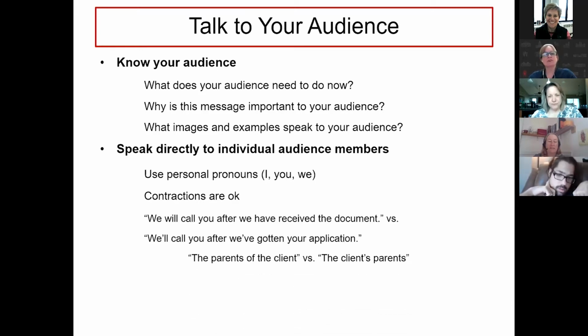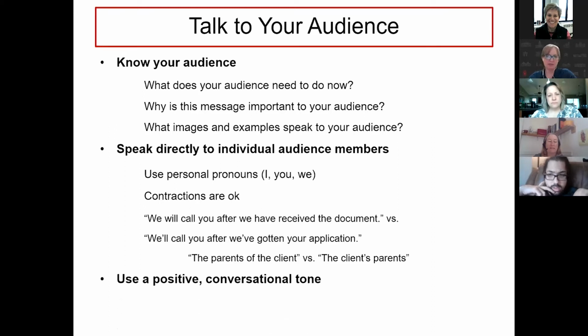Likewise, phrases that use of the. For example, the parents of the client, we can say the client's parents. Those are things to look for when you're looking through your writing for changes for readability. We're motivated to act when we feel positive and when we know what we can do. So we want to build that conversational tone between the people in our audience and ourselves.